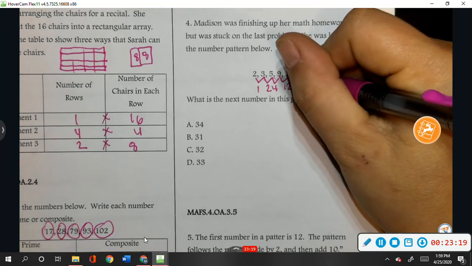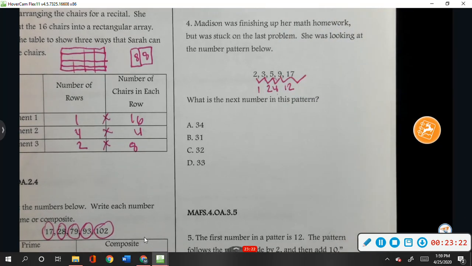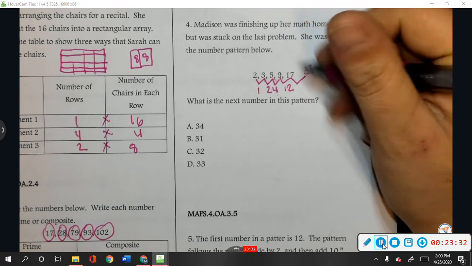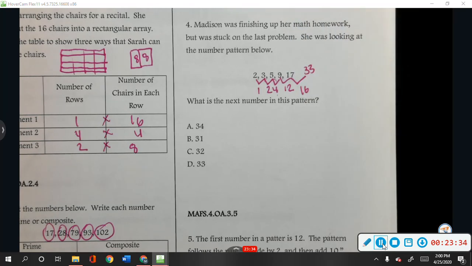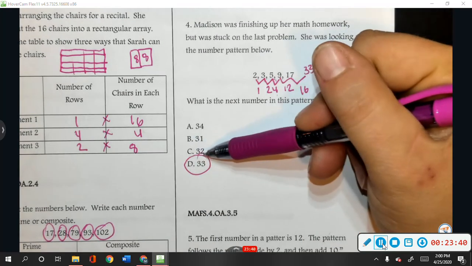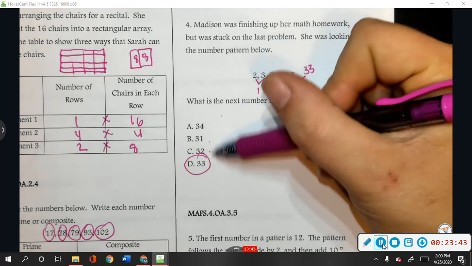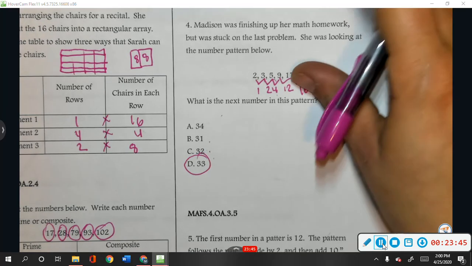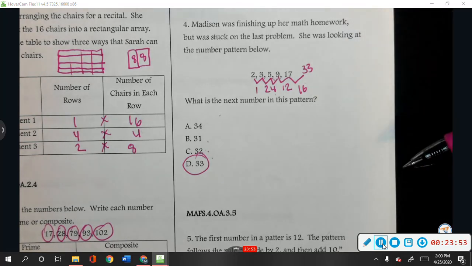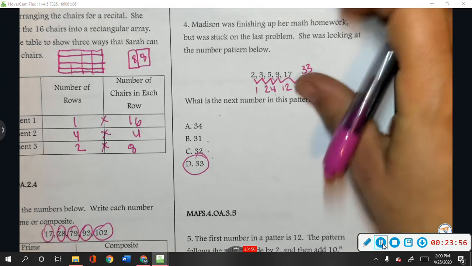So how do we decide what the next number is going to be? Pause the video and think about that. Alright, the next number is going to be 33. The way that I found that out was when I subtracted, the rest of these numbers did not fit into my pattern. Okay? If I were to say 31, well, the space between 31 and 17 is 14. That doesn't follow the pattern.